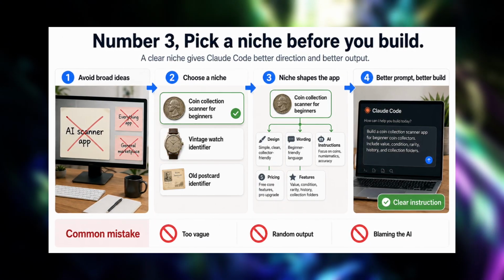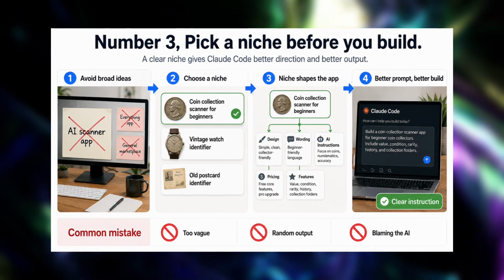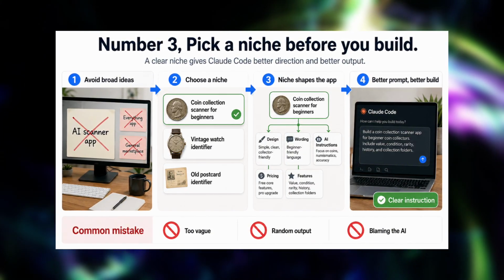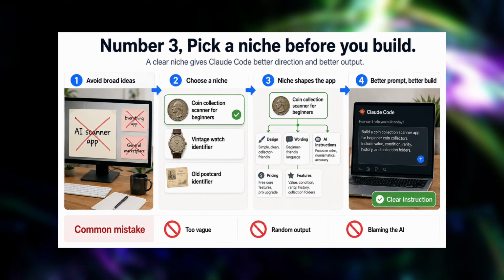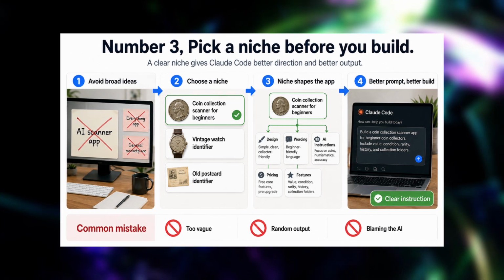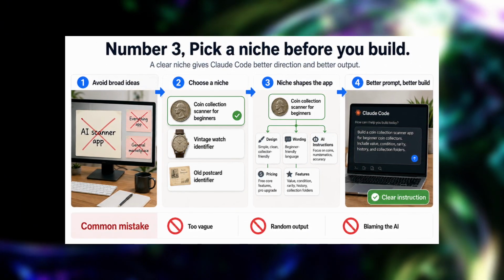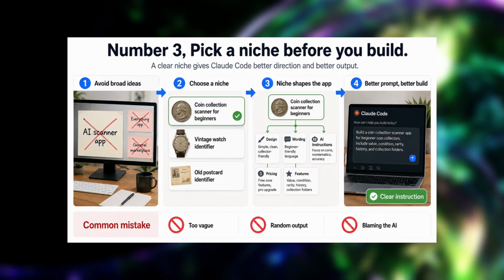When the niche is clear, Claude Code can make better decisions. When the niche is vague, Claude fills in the gaps with random assumptions. That is one of the biggest mistakes beginners make. They blame the AI for bad output, but the real problem is that the instruction was too general.